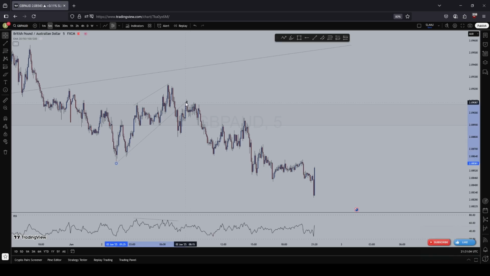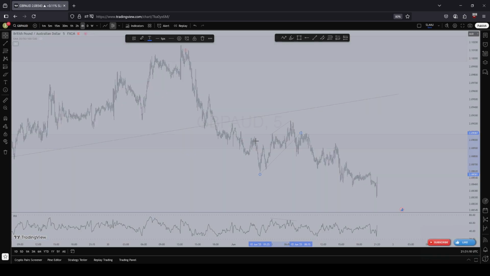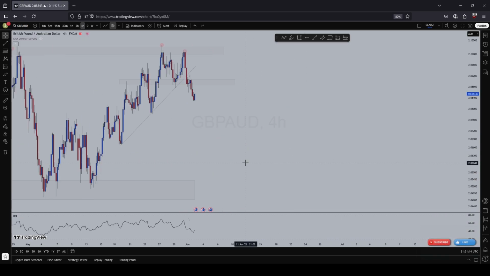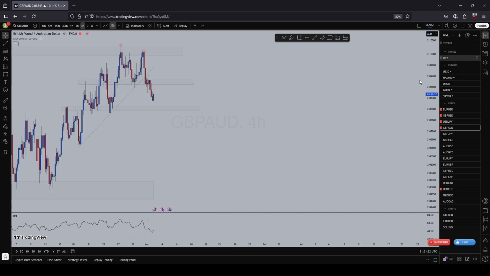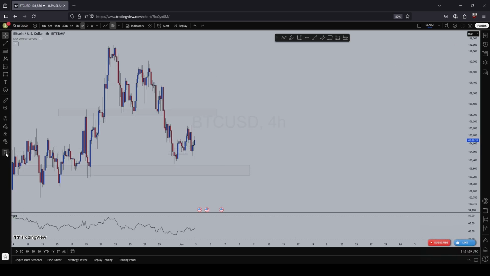On the break of this, that was a sell signal. On the break of that, there was a sell position. So you can take it down up to this zone and wait for the break of this to continue the selling pressure. Let's just look at BTC as the final one.